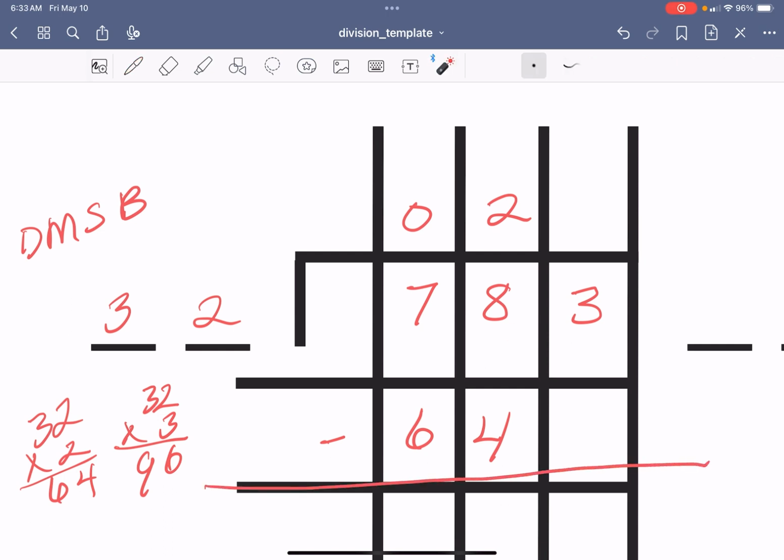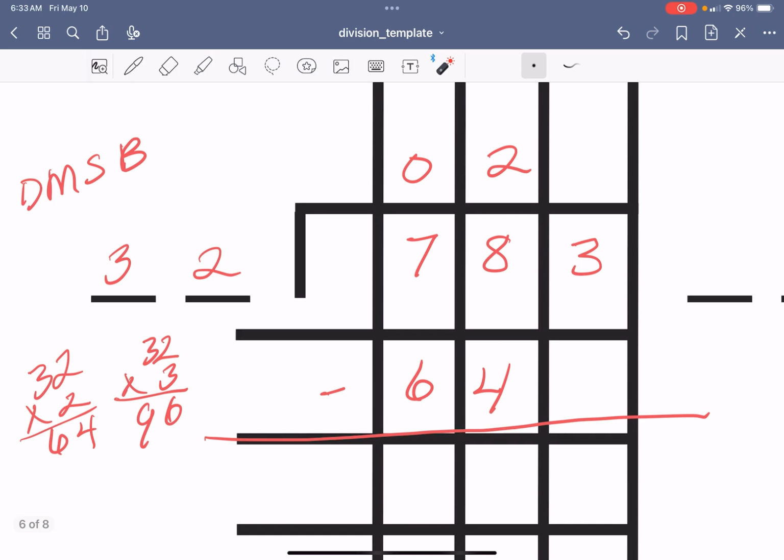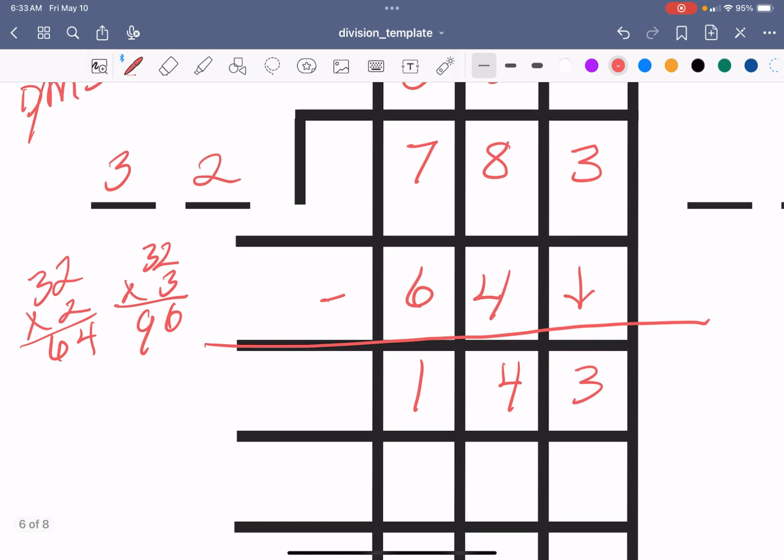8 minus 4 is 4. And 7 minus 6 is 1. Now we have to bring down. So we have 143. So now we have to see how many times 32 can go into 143 because we are up to divide. So let's see.